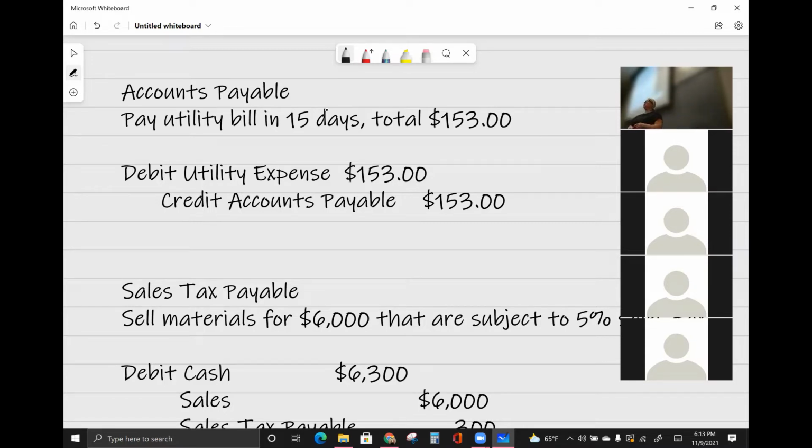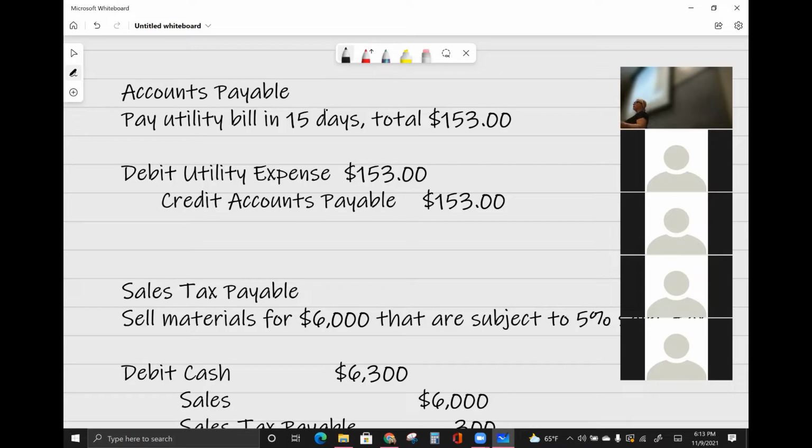I'm going to do an entry to debit my utility expense so I can get that expense in the period that it belongs. This bill's for May, so I'm going to be posting that expense in May. That is part of the matching principle, making sure those expenses are matching when you're getting the benefit from selling or providing your services. So we have a debit to utility expense for $153. The credit is accounts payable, $153.